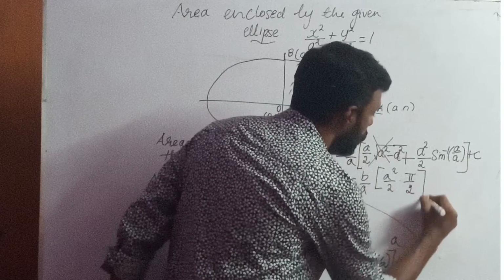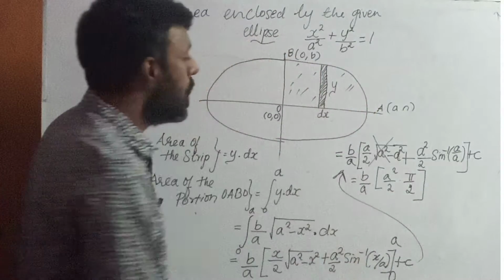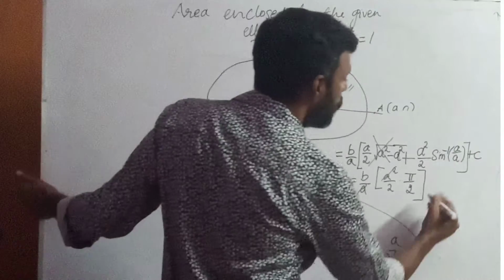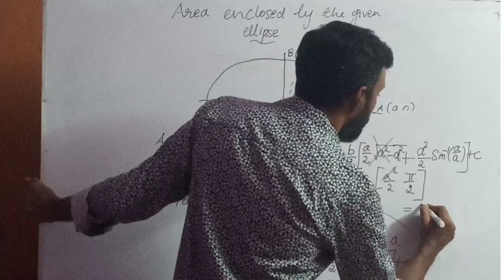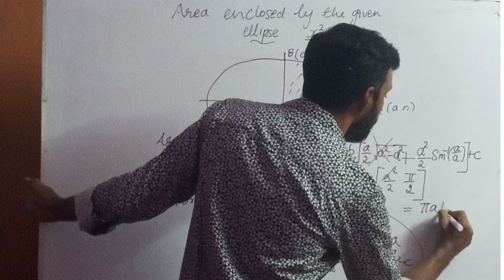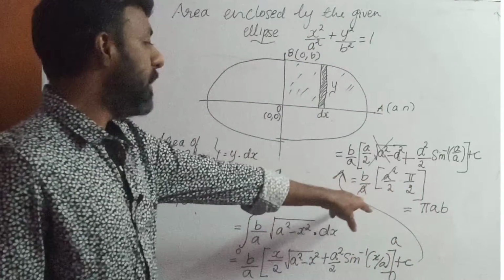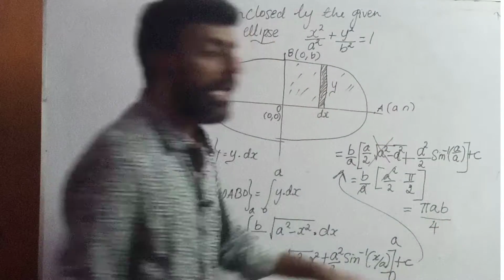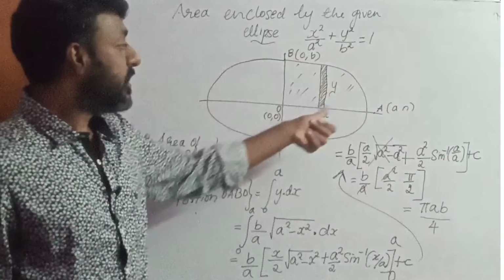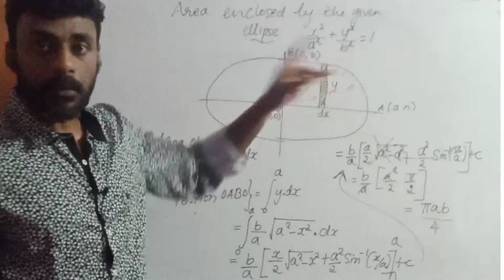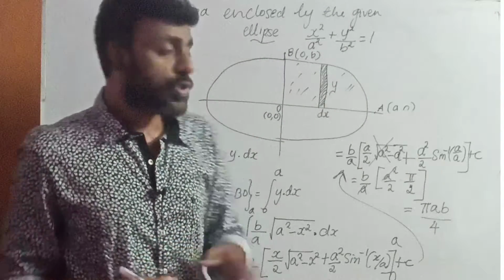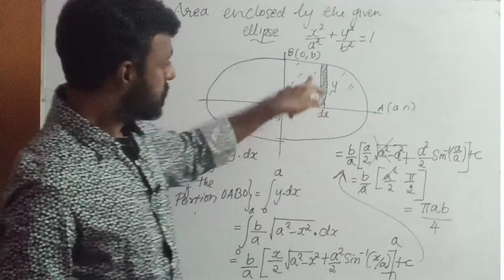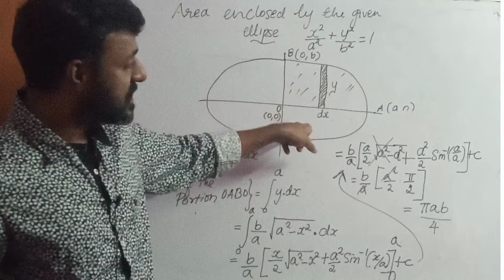Pi divided by 2. Therefore, here a gets cancelled. So I'll be left with pi into A into B divided by 4. So this is the area value for the area in quadrant number 1. Now I have 4 different quadrants over here. This is 1, this is 2, this is 3 and this is 4.